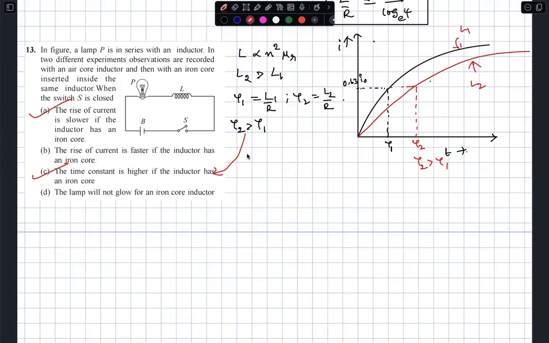Now I'm asking you, have you followed this question? Yes or no? Geetika, have you understood this question? Yes, sir. Right.